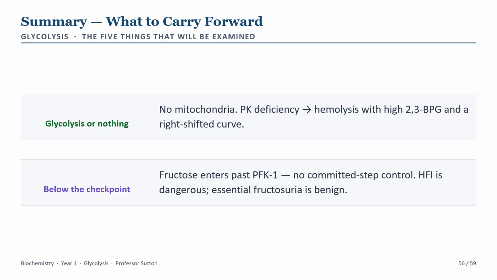4. The red blood cell. No mitochondria, so glycolysis or nothing. Pyruvate kinase deficiency gives hemolytic anemia with high 2,3-bisphosphoglycerate and a right-shifted oxygen curve. 5. Hexose entry. Fructose enters below phosphofructokinase 1, escaping the committed step control, which is why it is lipogenic. Hereditary fructose intolerance is dangerous. Essential fructosuria is benign.